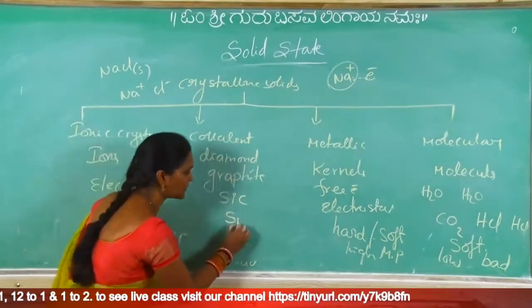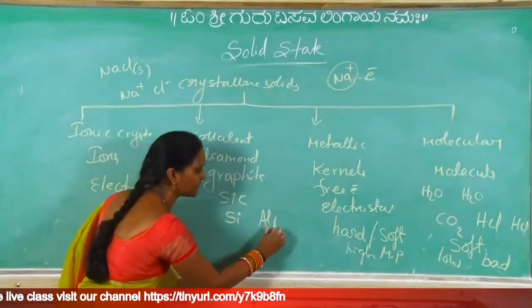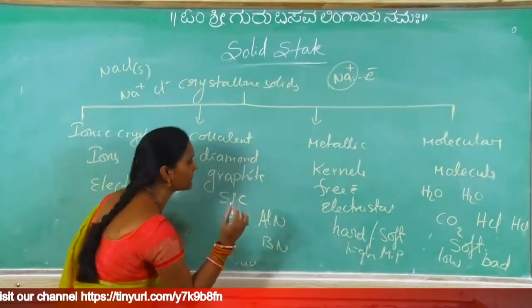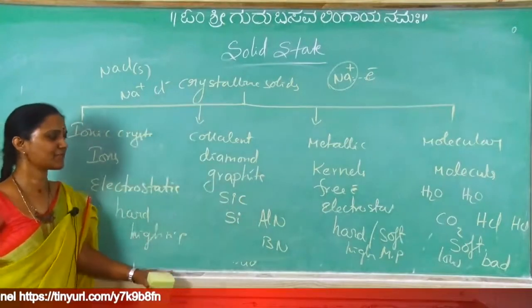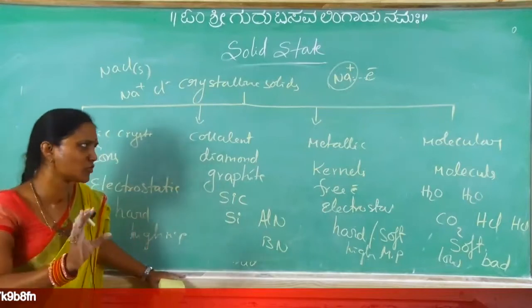And silicon, the silicon given, it is also covalent. And aluminum nitride, boron nitride. Okay, these are examples for covalent crystals. These are repeated examples. At least these examples you should remember.